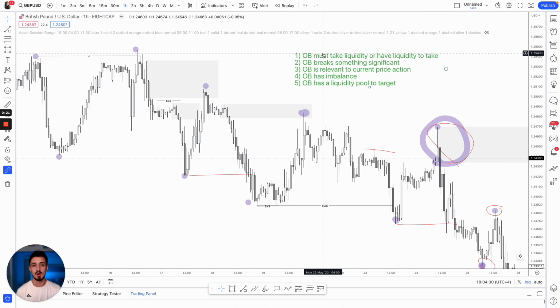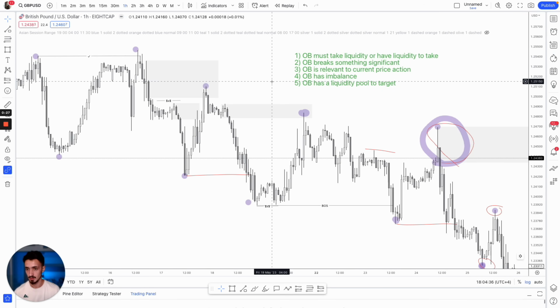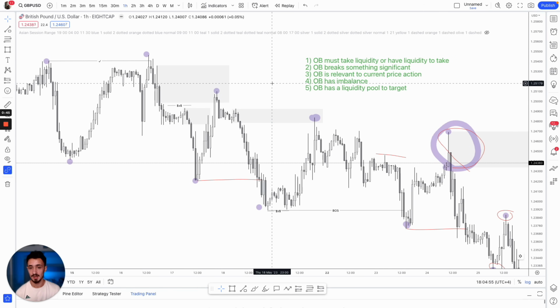So, number 1, OB must take liquidity or have liquidity to take. We're going to be walking through a number of different scenarios, all in this one price leg that was from last month on GU, the pair that I trade, and we're going to look at how each one follows my criteria. Number 1, OB must take liquidity or have liquidity to take. Let's look at a bunch of these order blocks.